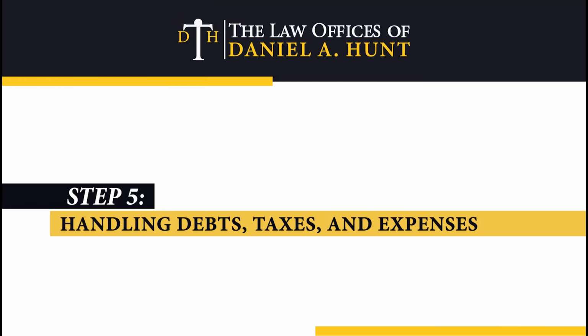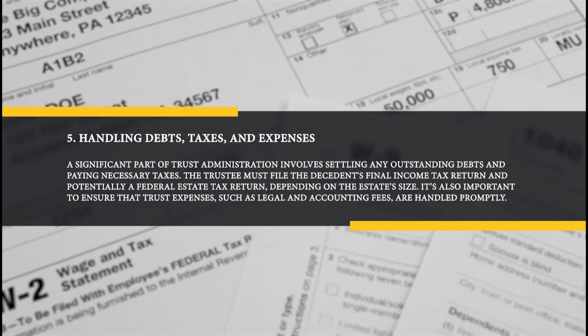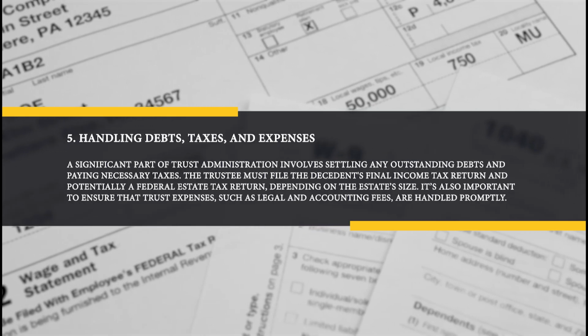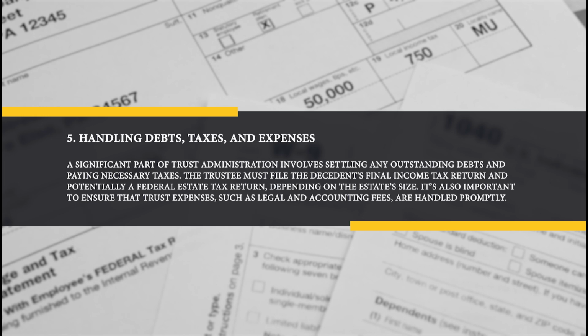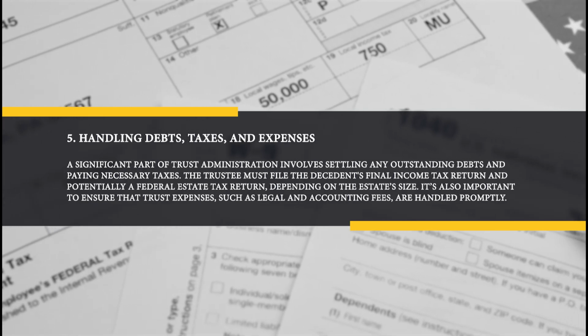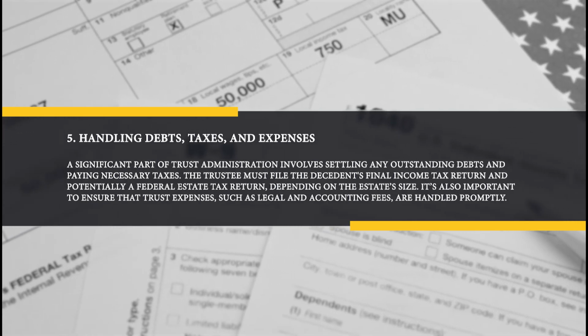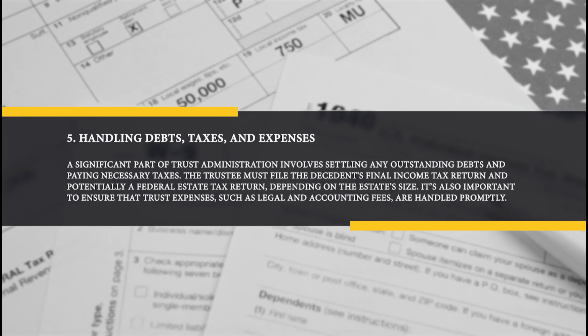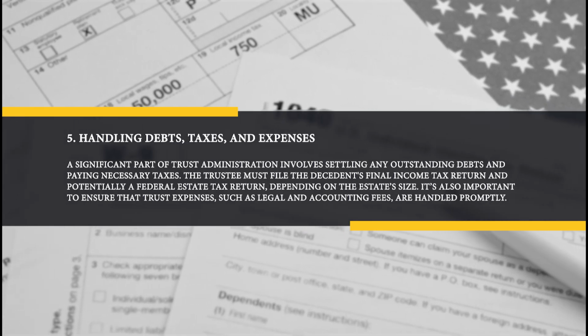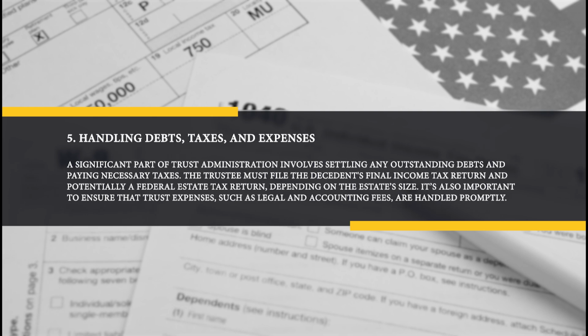Step 5. Handling debts, taxes, and expenses. A significant part of trust administration involves settling any outstanding debts and paying necessary taxes. The trustee must file the decedent's final income tax return and potentially a federal estate tax return, depending on the estate size. It's also important to ensure that trust expenses such as legal and accounting fees are handled promptly.